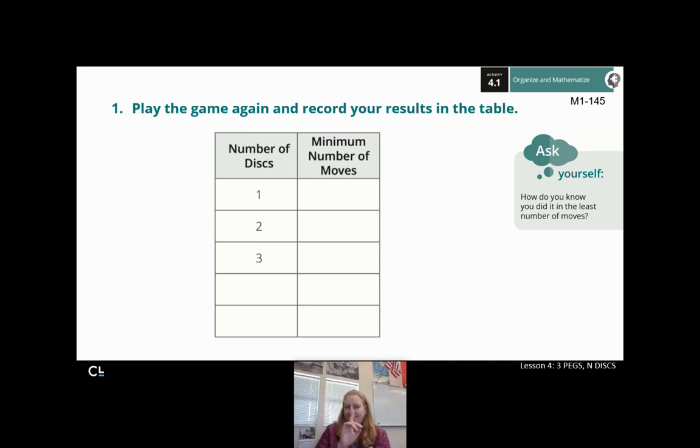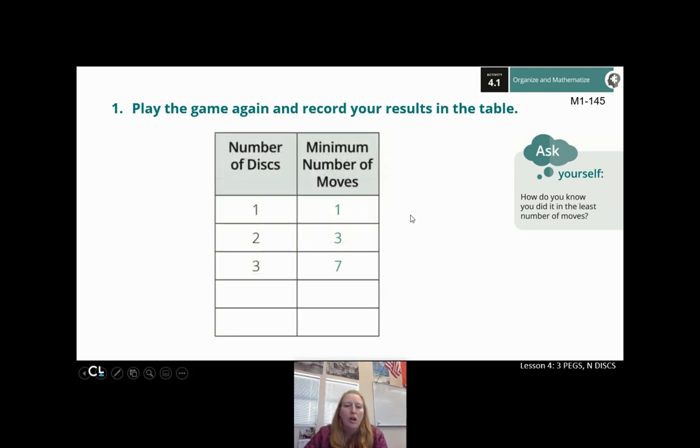All right. So I played around with this. I did play with my lovely little discs and realized that if I have 1 disc, I can win in 1 move. Yeah, that was pretty straightforward. 1 disc, move it, I won. For 2 discs, the minimum number of moves I could make was 3 moves because I had to move the little one, move the big one, and then put the little one back on top of it. So it did take me 3 moves to win with 2 discs.